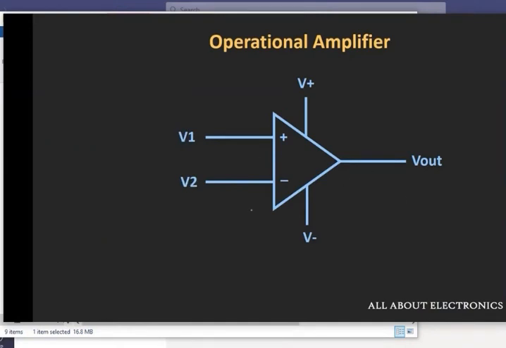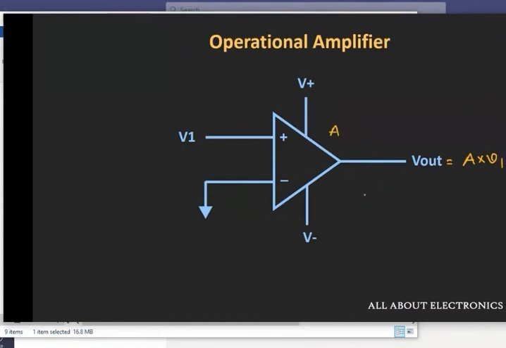It means that this amplifier amplifies the difference between the two input signals. Let's say V1 and V2 are the input signals applied to this operational amplifier, and the gain of the operational amplifier is A. Then the output will be equal to A times (V1 minus V2). If we apply a single input and ground the other input terminal, then at the output you will get A times V1, where A is the open loop gain of this operational amplifier.